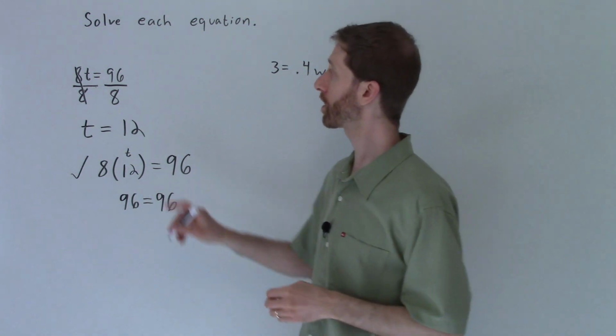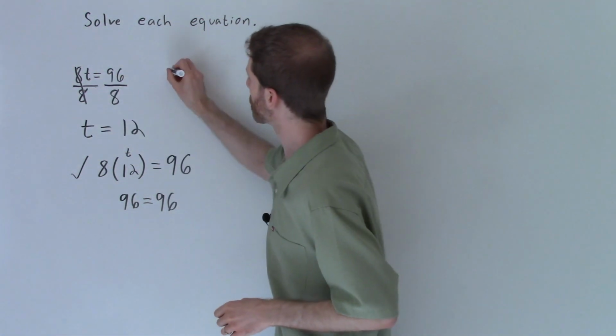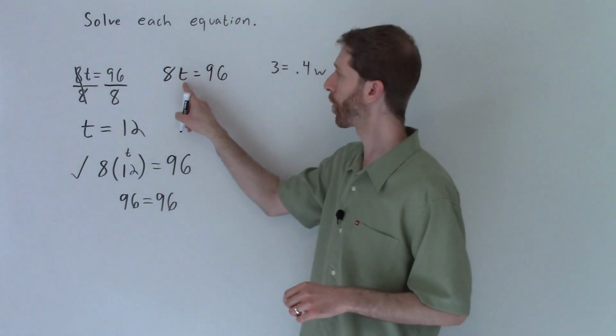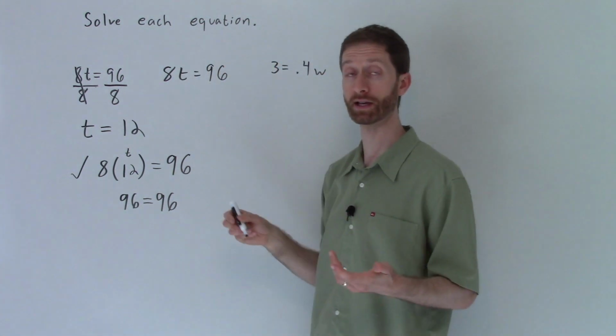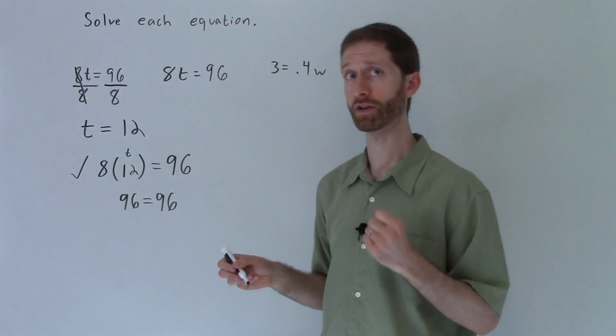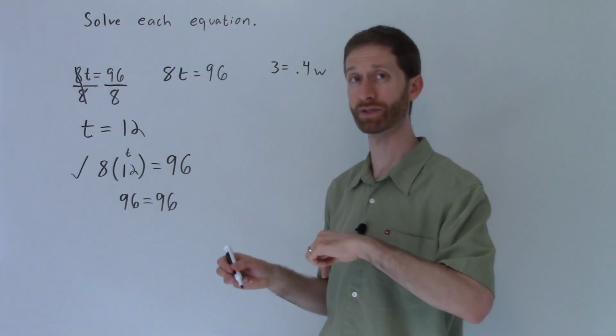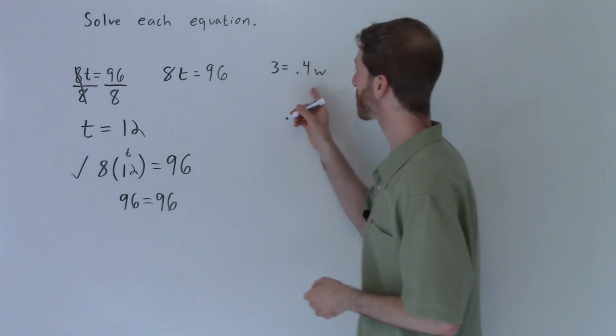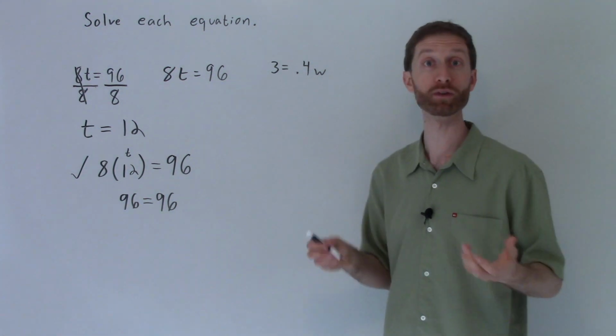Note that you could have solved this mentally, with the original problem being 8t equals 96. You're saying, what number times 8 is 96? That's literally the definition of division. What number times 8 is 96? Very cool. All right, in this next problem right here, we have 3 equals 0.4w.